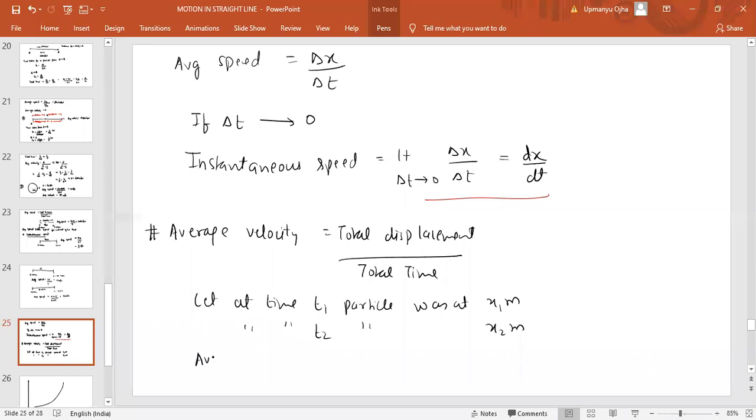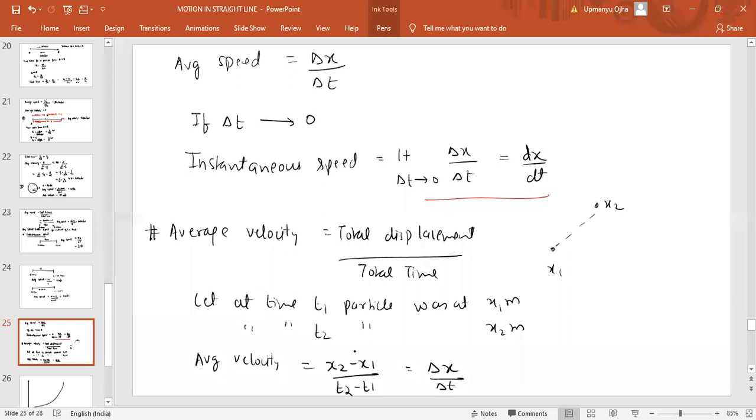Average velocity would be the displacement of the particle. It is x2 minus x1, because at time t1 it was x1 and at time t2 it becomes x2. So what is the displacement? That is x2 minus x1, by t2 minus t1, is the average velocity here. Or we can write this as delta x by delta t.